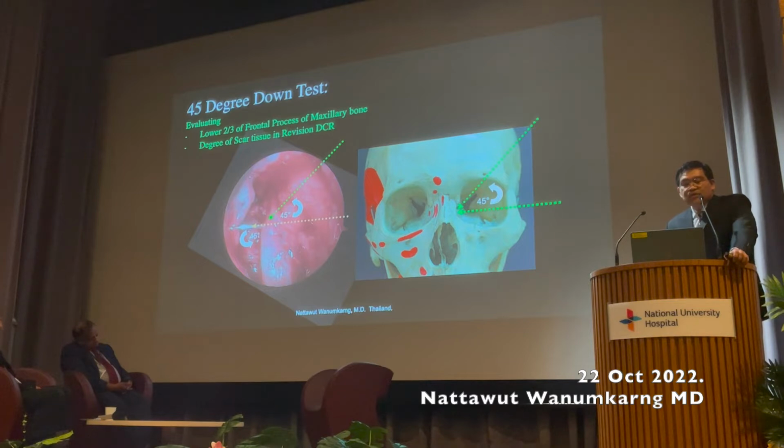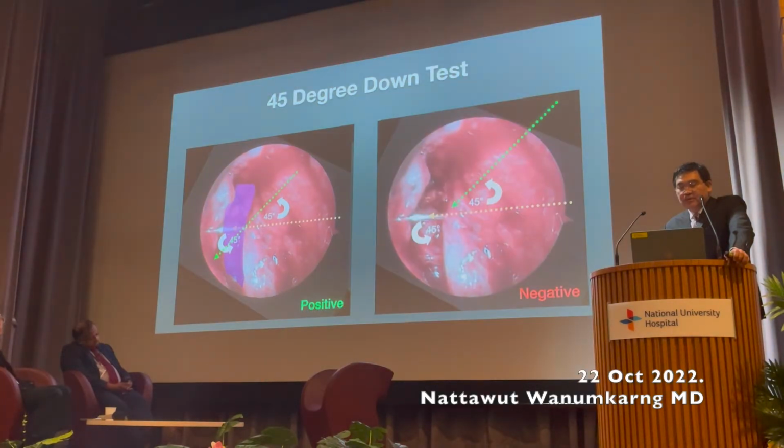Okay, and the next one is the 45-degree down. The 45-degree down test has been termed for evaluating the lower two-thirds of the frontal process of the maxillary bone. Another benefit is that it shows the degree of scar tissue in revision surgery. Let me show you. If it is negative, the probe could not be passed from the medial part of the lacrimal sac. But if it's positive, it could be passed to touch the tip at the septal mucosa.